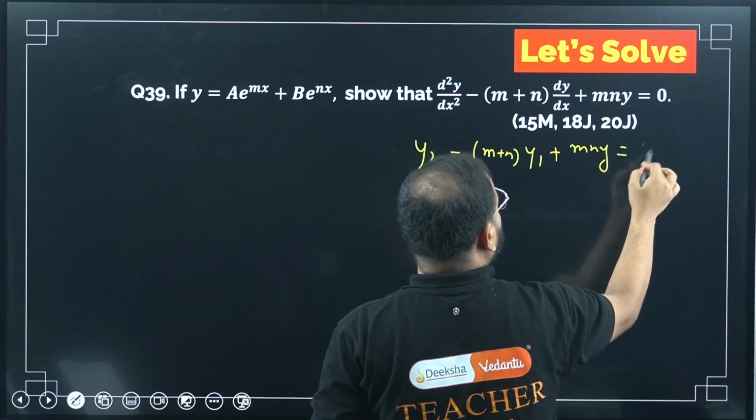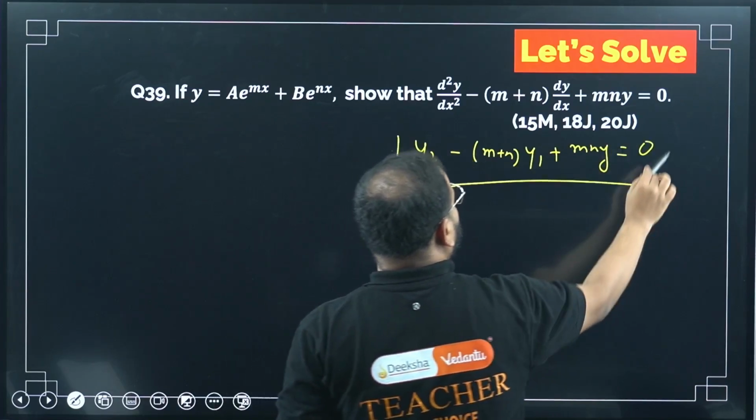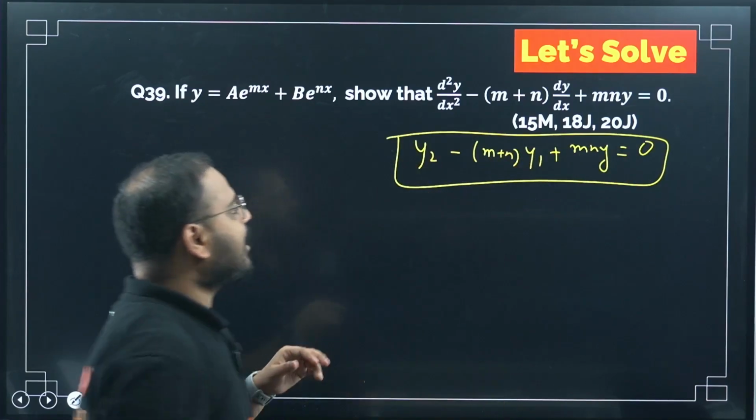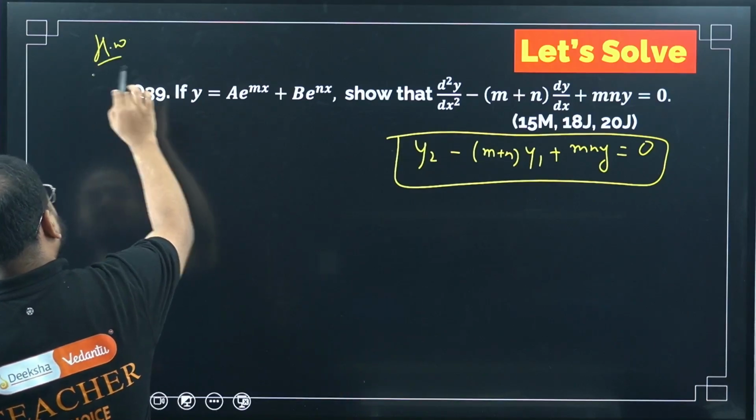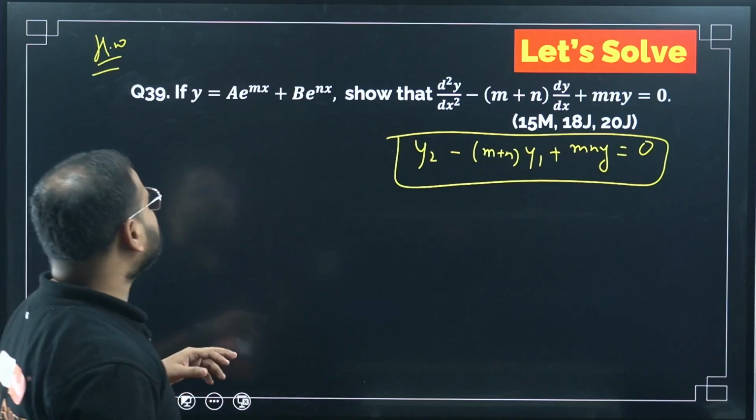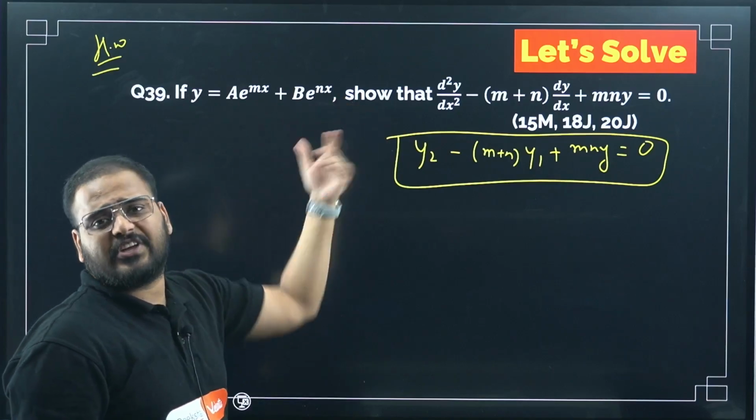mny equal to 0. We have to prove this. For this, what we have to do? Find y2 and y1. Okay, this will be your homework. Simple question. This is a very simple question. Why simple, sir? Because the exponential function does not change, it keeps as it is.